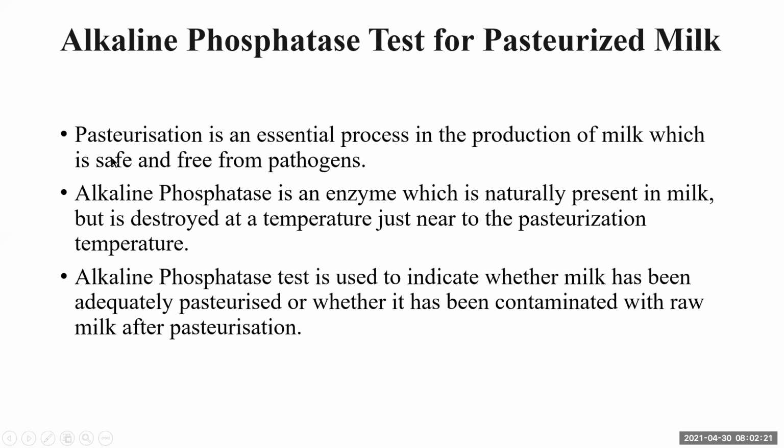So pasteurization is an essential process in the production of milk to make it free from pathogenic bacteria. Now, alkaline phosphatase is an enzyme which is naturally present in milk, but it is destroyed during pasteurization, at pasteurization temperature. The alkaline phosphatase test is used to indicate whether milk has been adequately pasteurized or not, or whether it has been contaminated with raw milk after pasteurization.